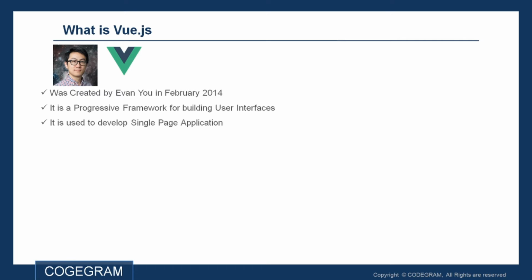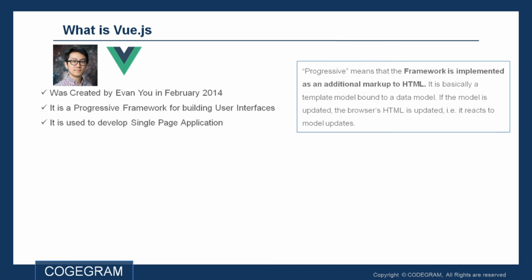When I'm talking about Vue.js, guys, this is the person who created Vue in February 2014. His name is Evan You. It is a progressive framework for building user interfaces, and it is used for developing single page applications. Very first, let us explore what is this progressive. Progressive means that the framework is implemented as an additional markup to HTML. It is basically a template model bound to a data model. If the model is updated, the browser's HTML is updated. That is, it reacts to the model updates.